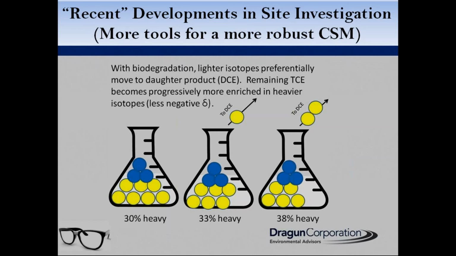When these chemicals break down, the lighter isotopes prefer to go into the product, like TCE would break down into DCE and then vinyl chloride. Well, you preferentially have the lighter isotopes leaving. So as the light isotopes leave, the remaining TCE now has a higher ratio of the heavy isotopes, and this continues. So you would see a trend from lighter or one type of concentration to a progressively heavier isotope-dominated chemical.